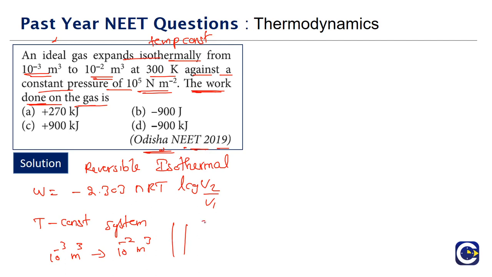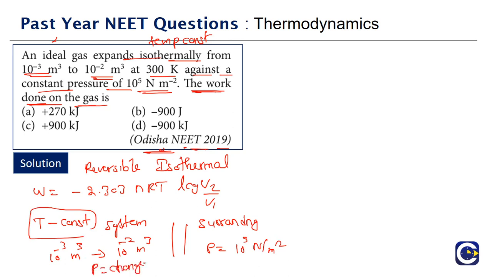And the surrounding is at a constant pressure. What is the constant pressure of the surroundings? It is 10 power 5 Newton per meter square. For a system at constant temperature, if you change the volume, the pressure will also be changing, meaning this is not a reversible process. The process that we have is actually an irreversible process.